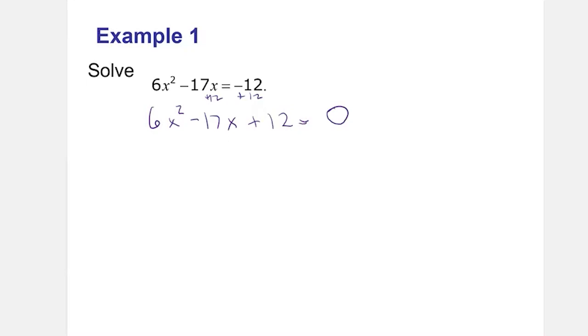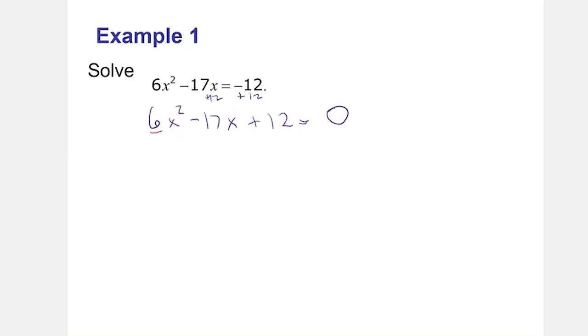And now what we want to do is we have to factor. I don't know if you guys know how to factor. These are a little bit harder to factor, the ones where the leading term is not 1. So if you know how to factor, do it your way. If you don't know how to factor, I'm going to show you how to do it.